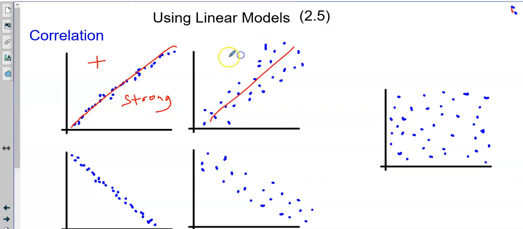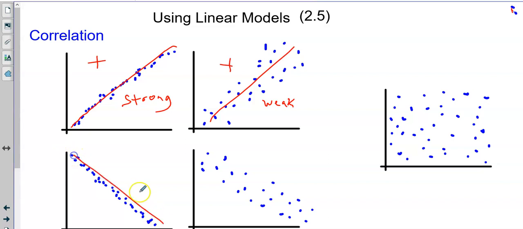This one has a positive correlation as x is increasing, y is increasing. But you might call this weak or moderately strong. Sometimes we use words like that. Certainly not strong, because the data doesn't follow as closely. It's definitely a positive pattern, but it's not as close.